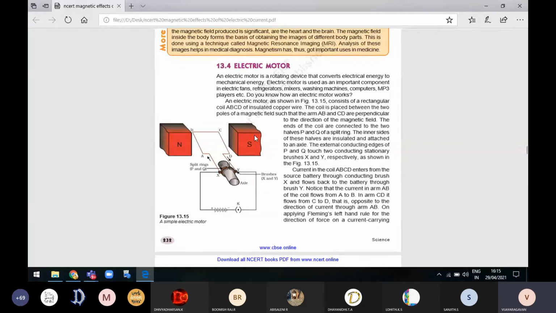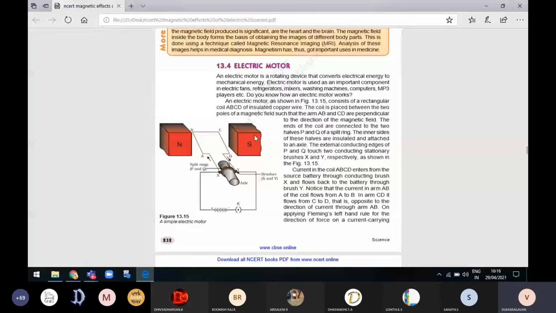So now watch clearly, read the paragraph now. The ends of the coil are connected to the two halves P and Q of the split rings. The inner sides of these halves are insulated and attached to an axle. We put insulation cover so that current does not go inside. This pipe is called the axle. It rotates, and the split rings start rotating with it. How does the split ring rotate?